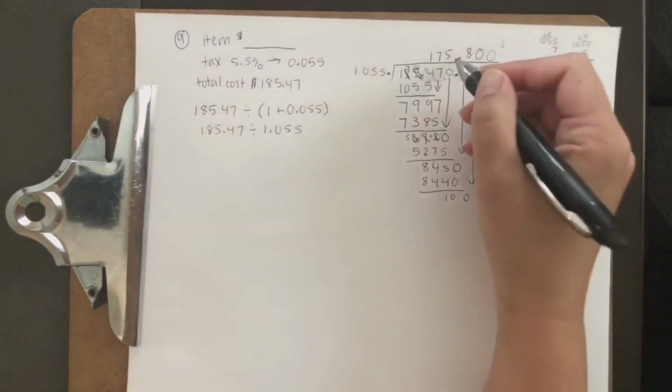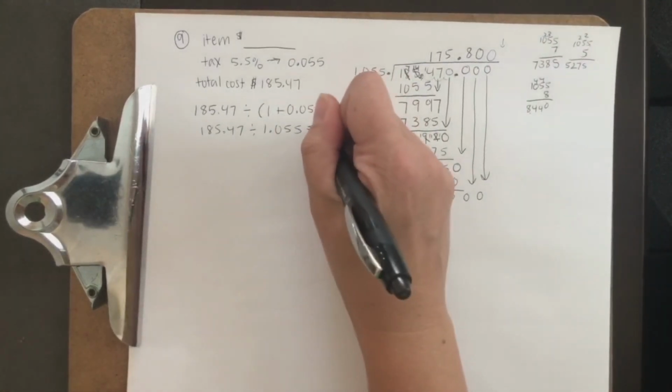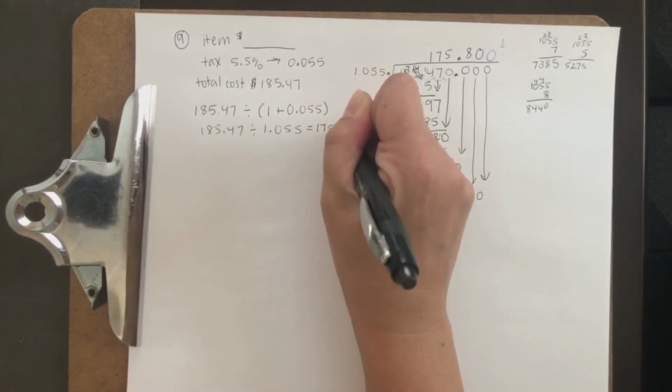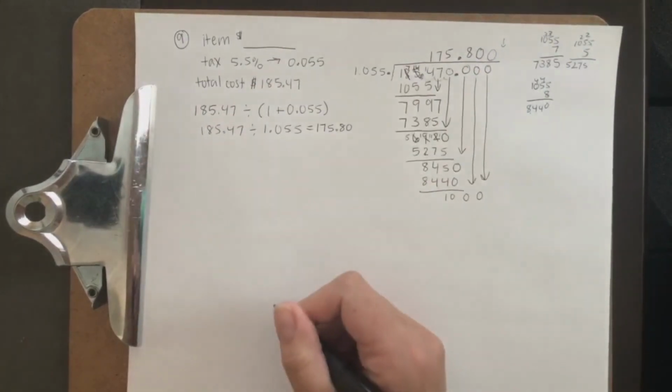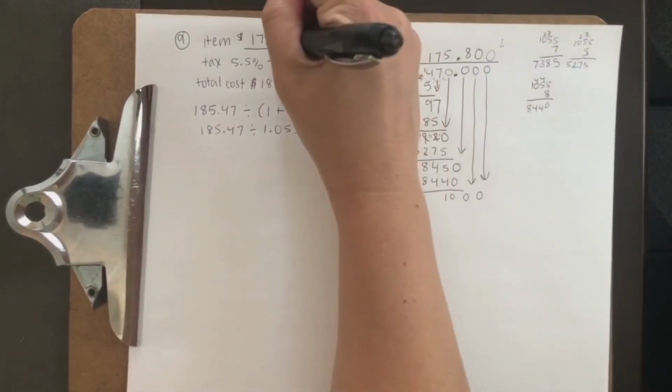So the item cost is that right there. It equals 175.80, and that is our item amount, $175.80.